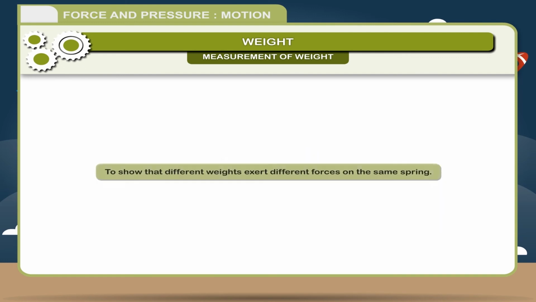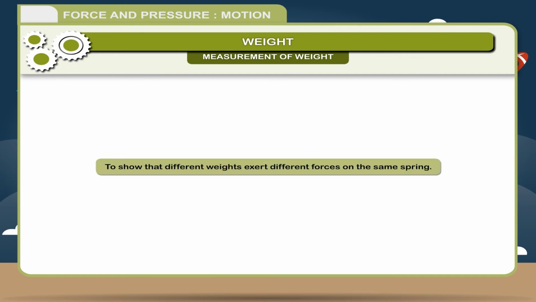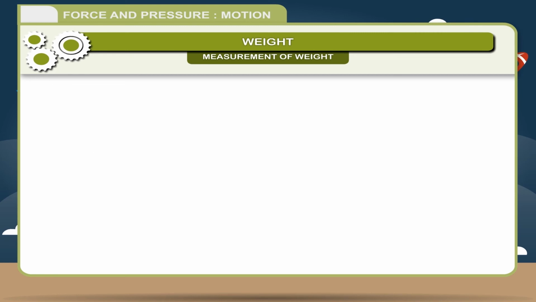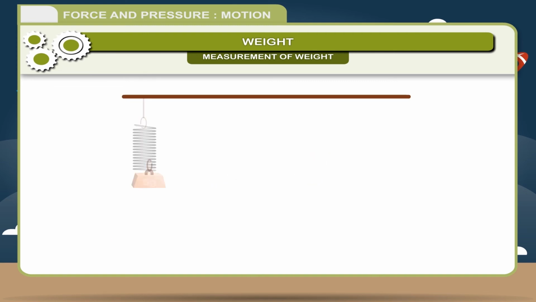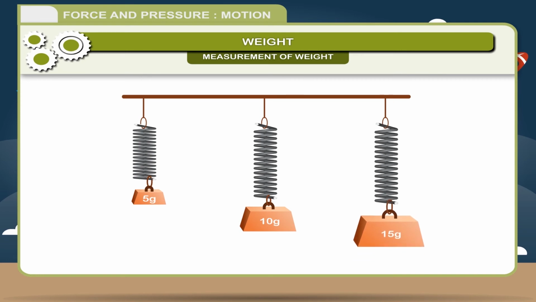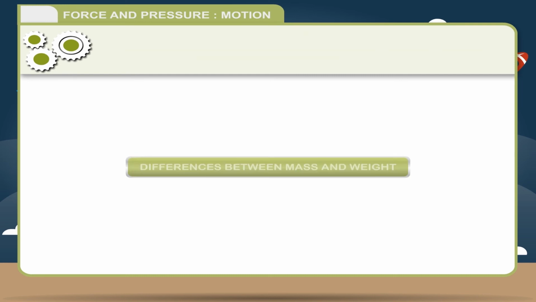Activity: to show that different weights exert different forces on the same spring. Take 3 springs of the same stiffness, that is, all 3 will show the same extension when the same force is applied. Suspend different weights, for example 5 gram, 10 gram and 15 gram, on the springs. You will notice that all the springs show different extensions. This shows that different weights exert different forces on the same spring and hence different extension is observed.